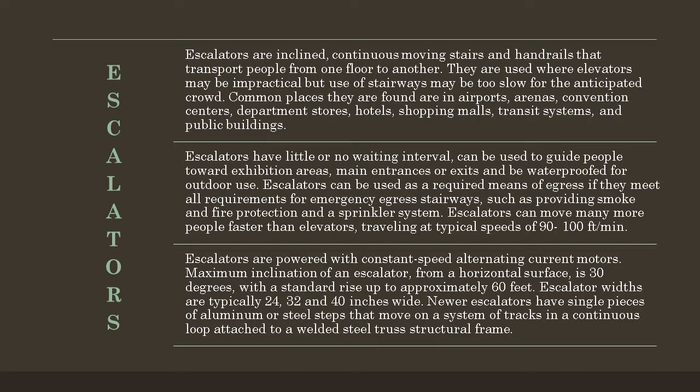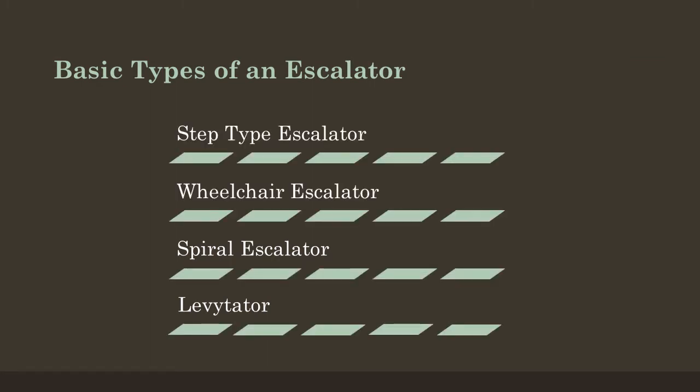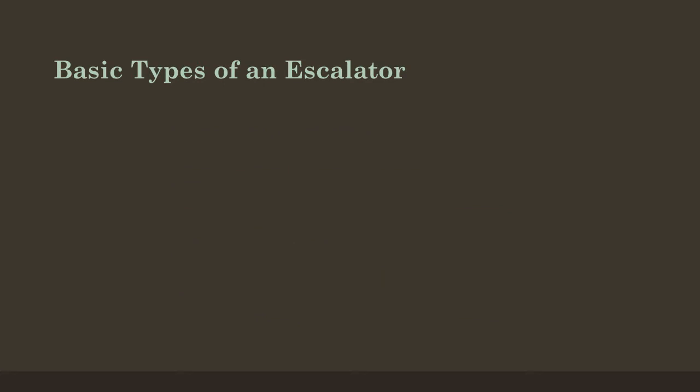Newer escalators have single pieces of aluminum or steel steps that move on a system of tracks in a continuous loop attached to a welded steel truss structural frame. Basic types of escalator: step-type escalator, wheelchair escalator, spiral escalator, levitator.